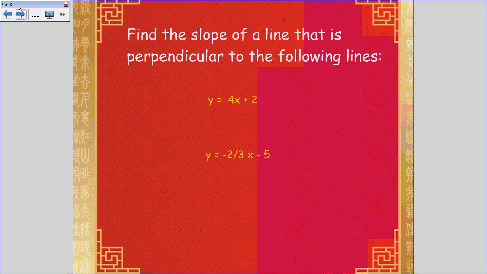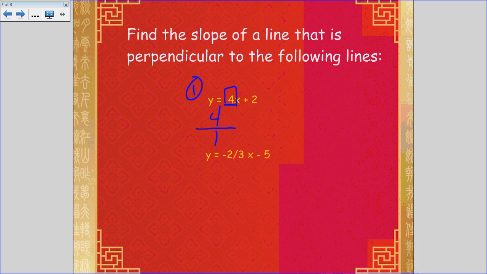Alright, so let's look at these lines. It wants us to find the slope of a line that's perpendicular to the following lines. So we have our first line here, which is y equals 4x plus 2. Well, to be perpendicular, we need to find the negative reciprocal of our slope. So what's our slope here? Okay, we have 4 as our slope. How can we flip that? It's just the whole number. Okay, we need to think of 4 in fraction form as 4 over 1.